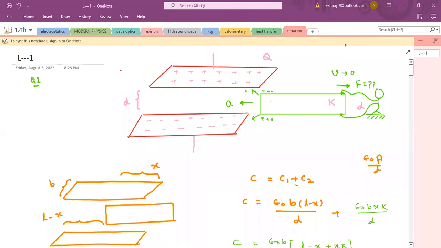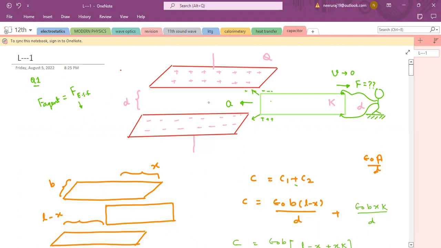So we need to find out the force applied by the external agent. This force applied by the external agent is the same as the electrostatic force, because both are working in opposite directions. This electrostatic force is pulling inside and this external agent needs to apply force in this direction. So both forces must have equal magnitude. So my task is to find out the electrostatic force, right?